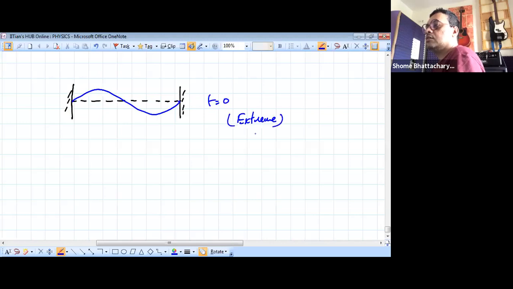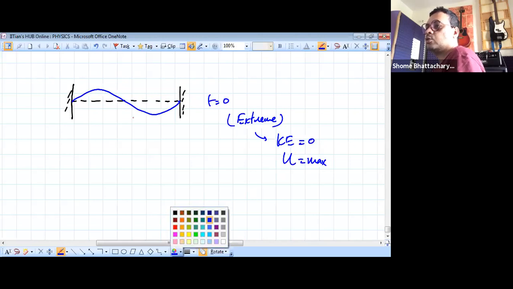So what will happen? Kinetic energy will be 0. And where is the potential energy located? The potential energy will be maximum. But where will the potential energy be localized? Where the slope of the string is greater. So it will be here. This is the region which is having maximum potential energy.